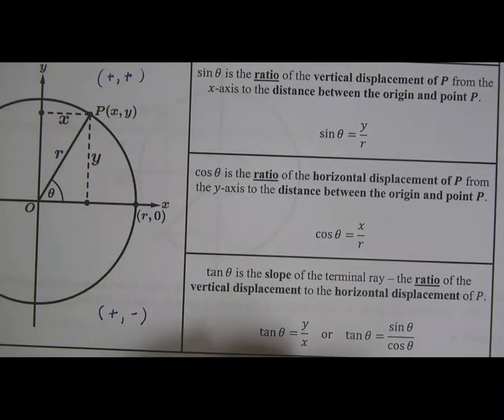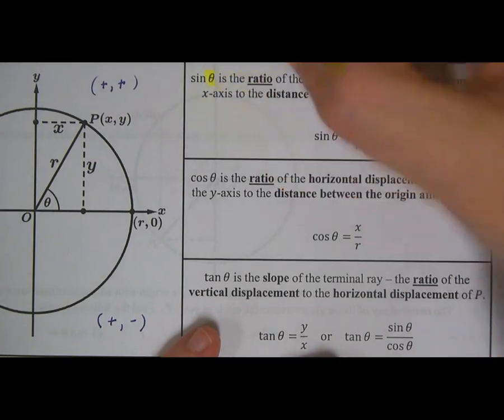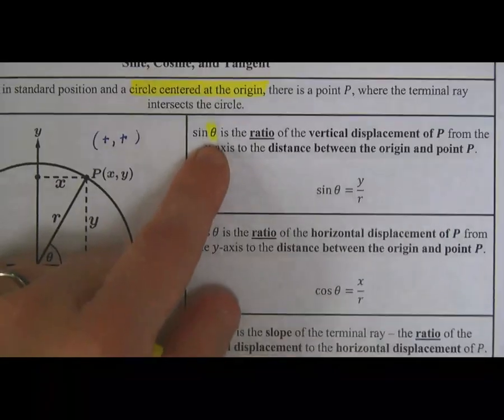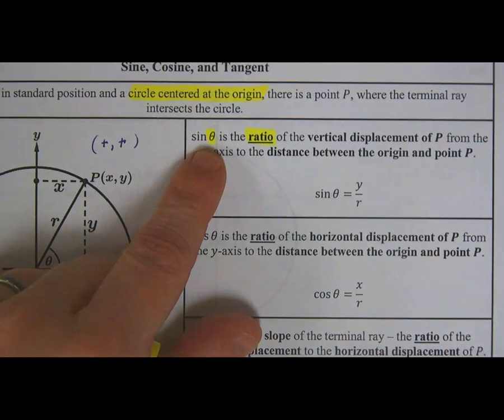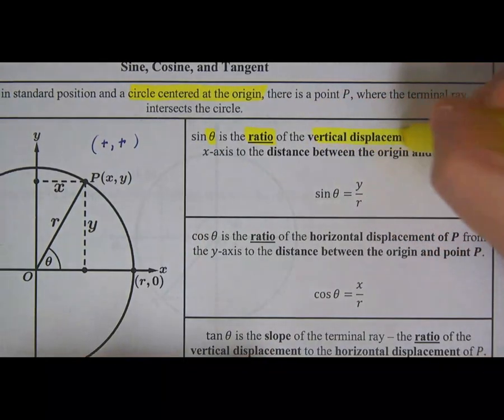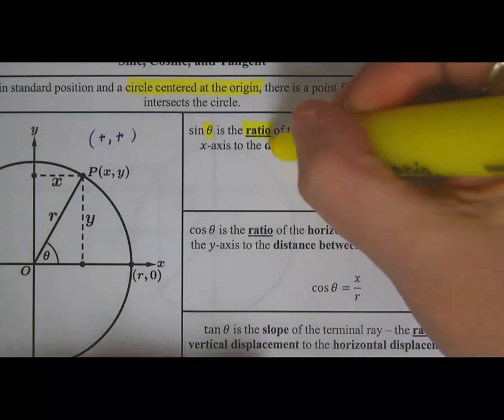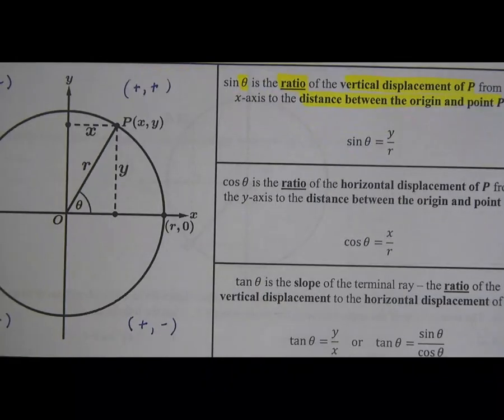Here's the definition of what sine of theta is. This symbol right here, theta, just means an angle measure, an unknown angle measure. Sine theta is the ratio, aka fraction, of the vertical displacement of P from the x-axis to the distance between the origin and point P. Okay, to me, in my opinion, that's way too wordy. Just look at the picture.